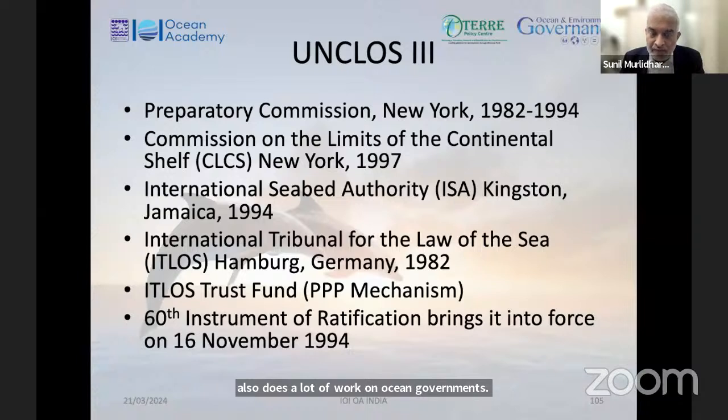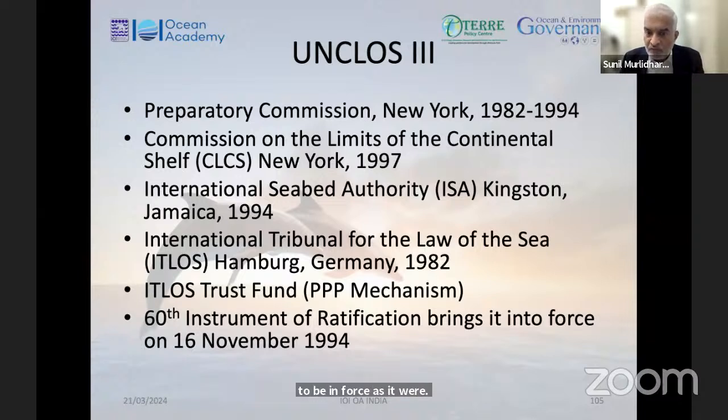ITLOS Trust Fund was created. So again, for any financial disputes arising out of shipping, out of maritime activities, the trust fund was created so that a polluter pays mechanism can function. And of course, the 60th instrument of ratification brought it into force on the 16th of November, 1994. So that's the date when the Law of the Sea is considered to be in force, as it were.